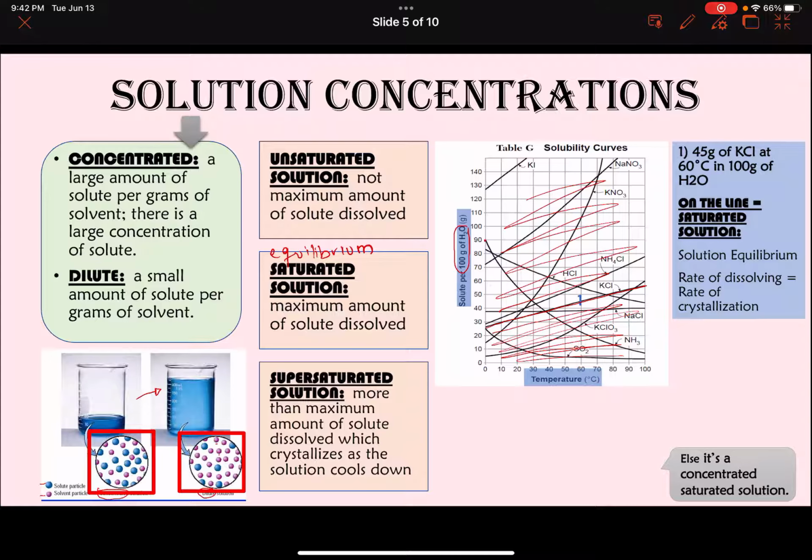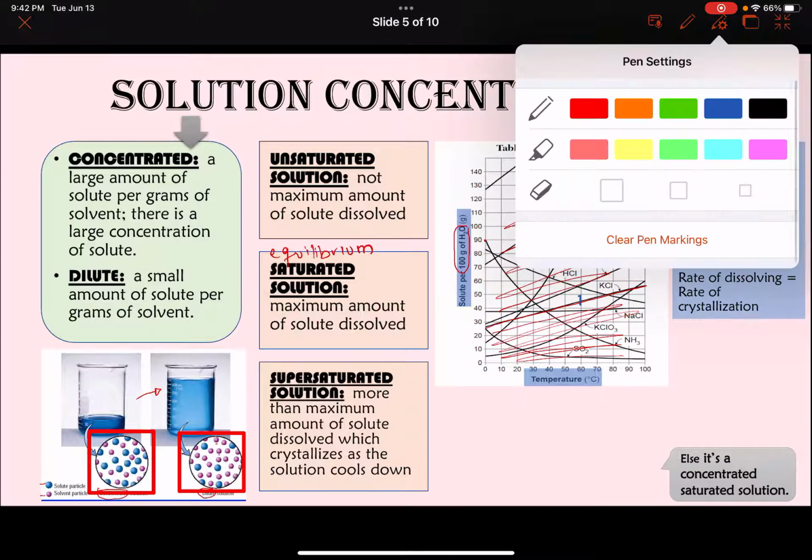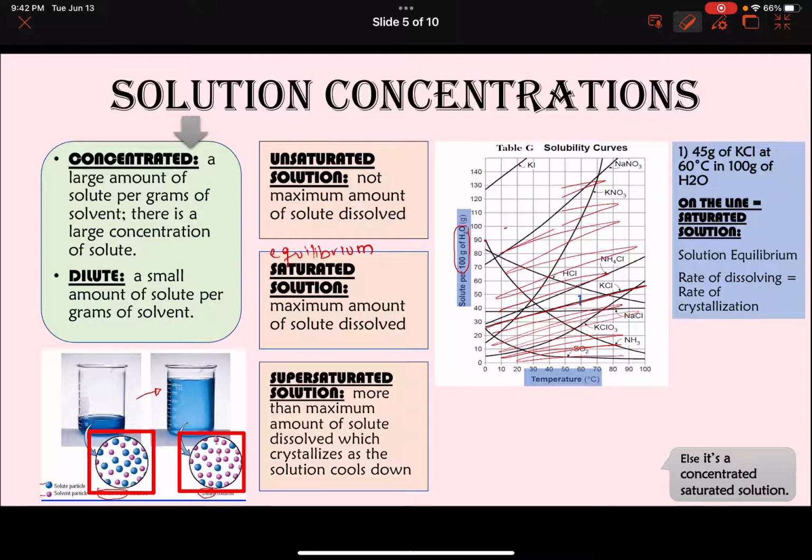I am going to try to see if I can maybe change the color or something. No, I cannot. Oh, I can. But first of all, let me erase this thing that I just made.